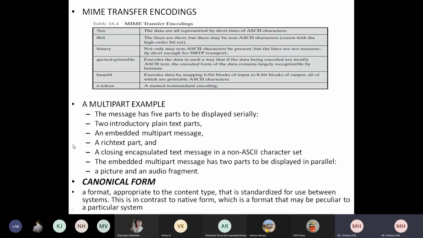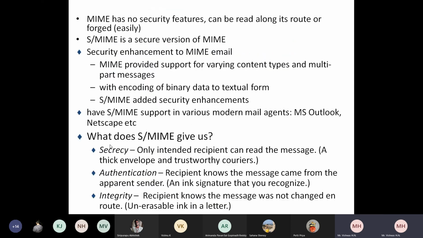And what is S/MIME? The next thing is a secure version of MIME. These things are not required. I will anyway remove this when I send the PPT to you.